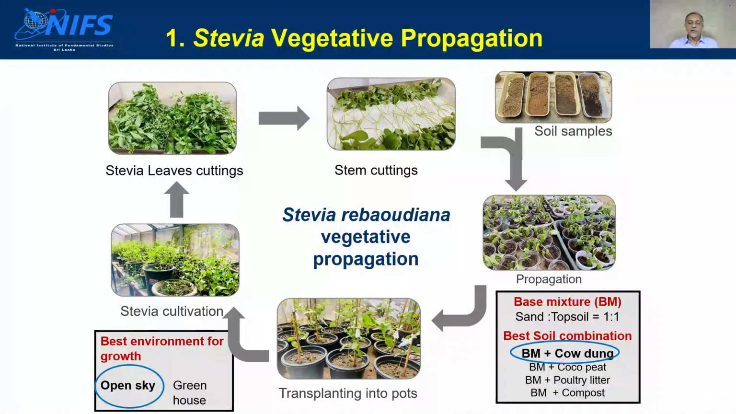And after the propagation, we are transplanting these newly produced saplings into pots, so we can grow them under the open sky or greenhouse. We have tested their growth under greenhouse as well as open sky. The best results were obtained for the open sky treatment. So this is the vegetative propagation part of this plant.